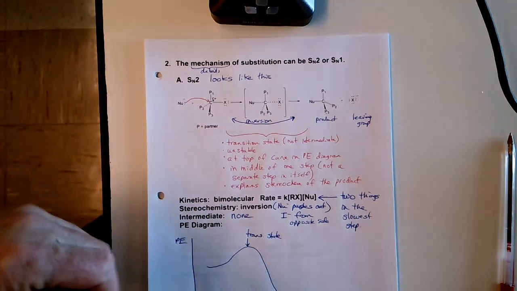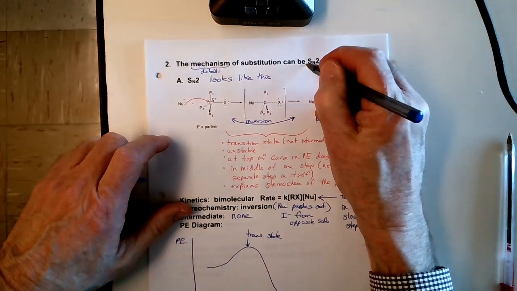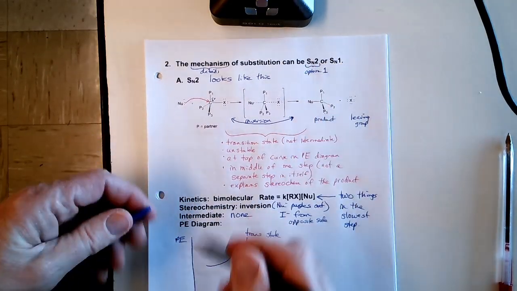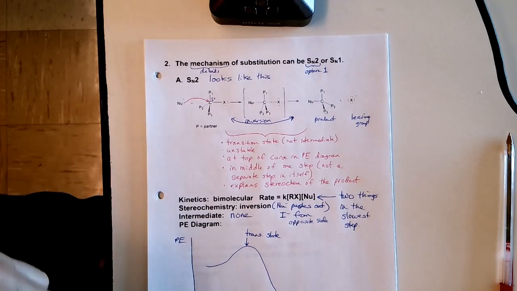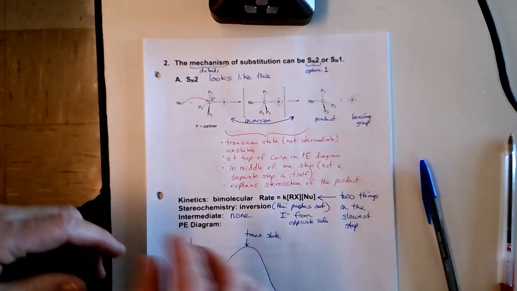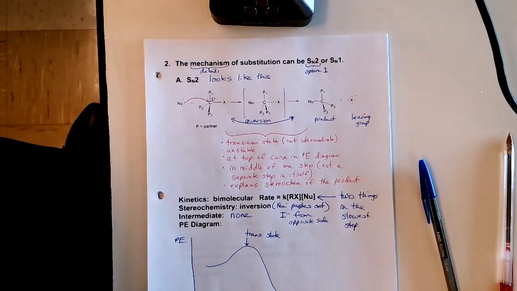That's SN2, and we will call that option 1, which is done as of this point. One step. Okay, so there's confusion point number 1 to be thinking about. SN2 doesn't mean 2 steps. It means 1 step. I'll come back to that again.